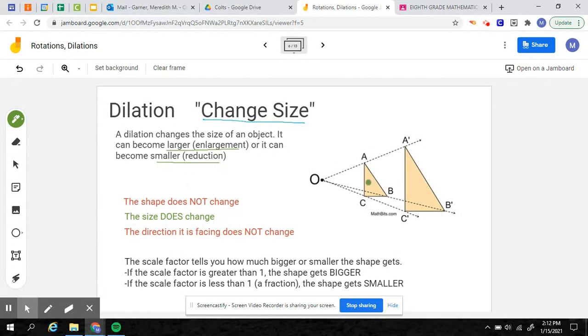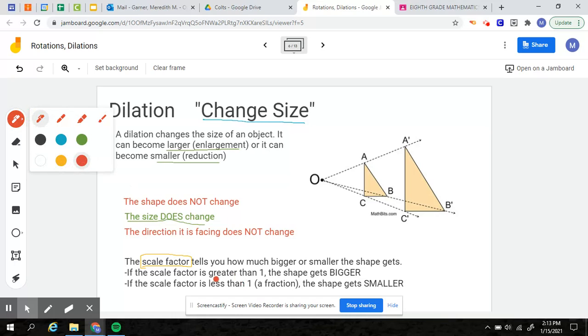So notice that the shape is the same, the direction it's facing is the same, but the size is what is changing. What's really important to know about dilation is the scale factor. This is what's going to tell you whether it's getting smaller or bigger and by how much, right? Is it getting a little bit smaller, a lot smaller? That's what the scale factor is going to tell you.